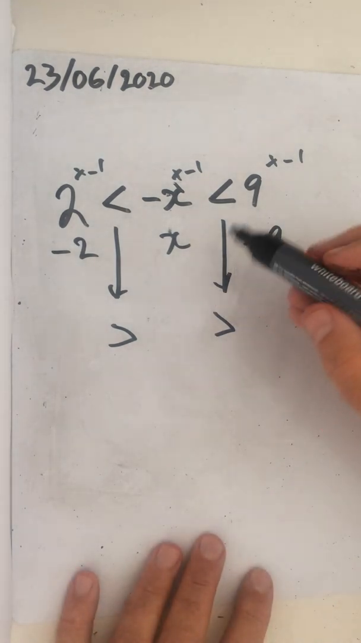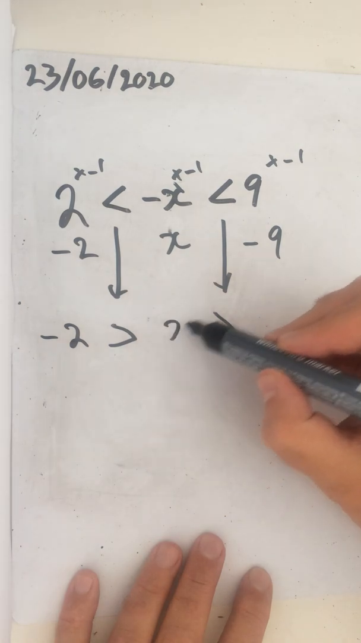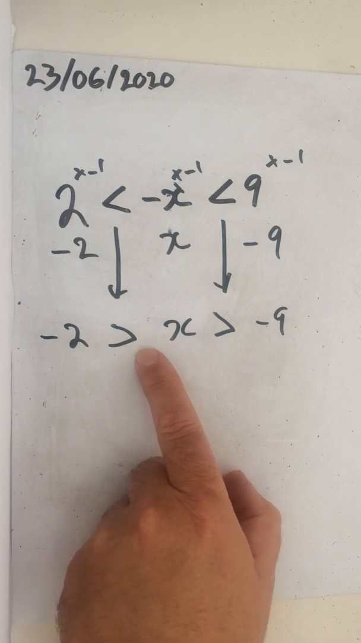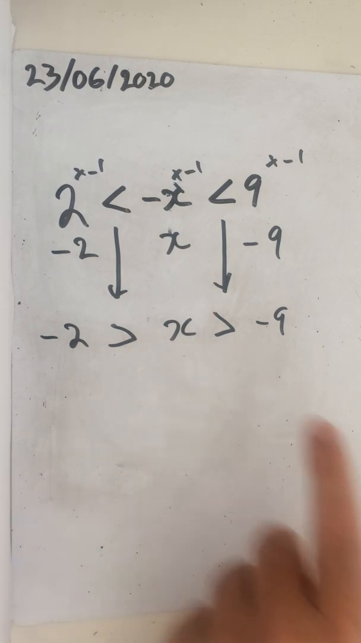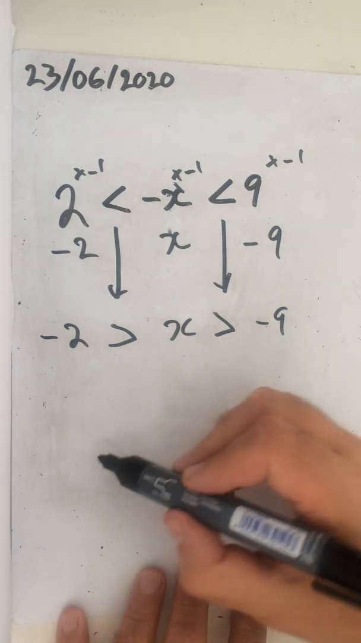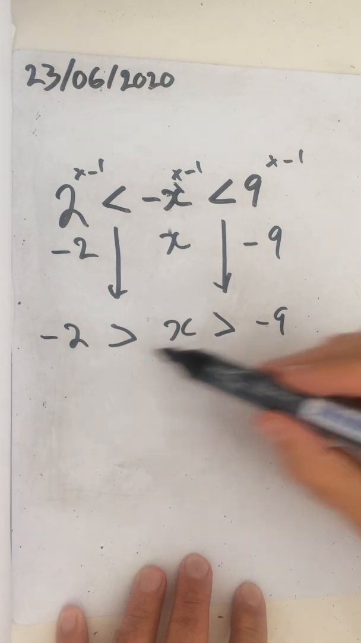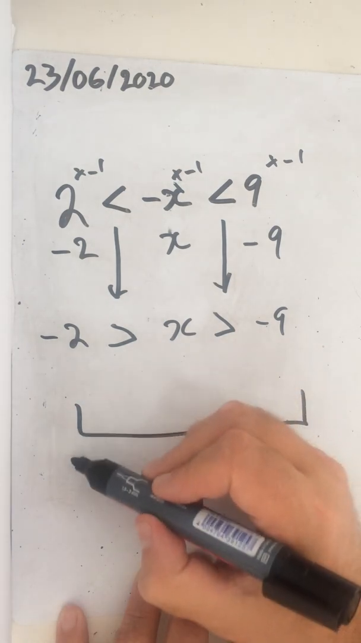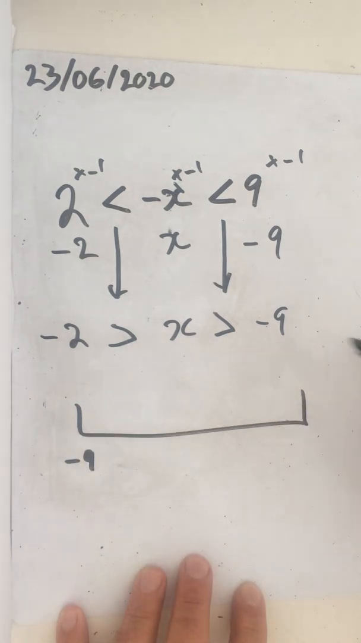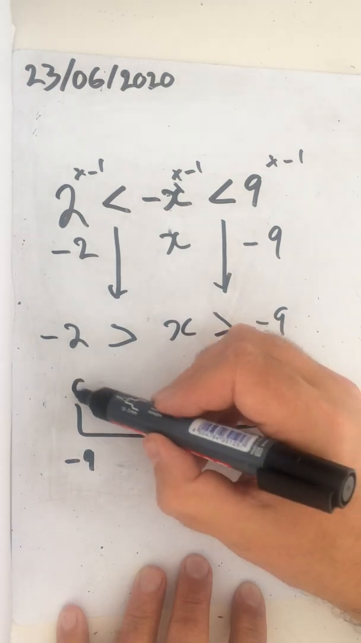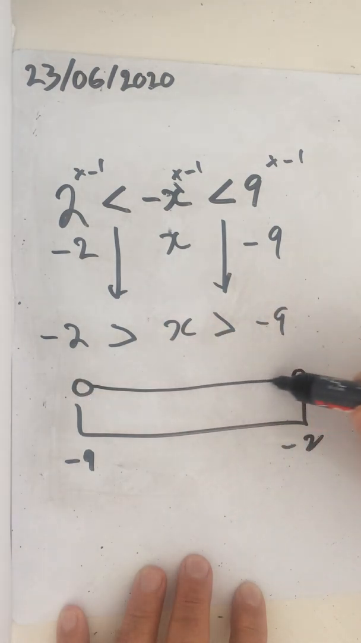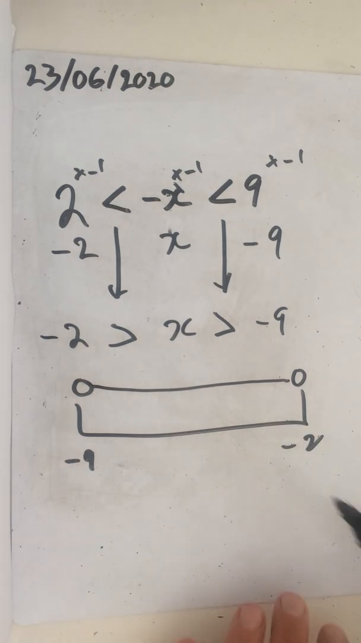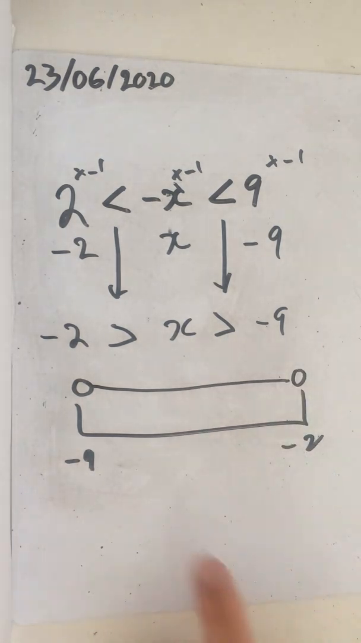So I'm going to swap these over. So we've got x, so we can see x has to be bigger than -9 and smaller than -2. Sometimes what you find with these ones is they can be swapped over. So we've got a -9 here, and we've got a -2, so that would be on our number line, with the numbers in between. Because x has to be bigger than -9.